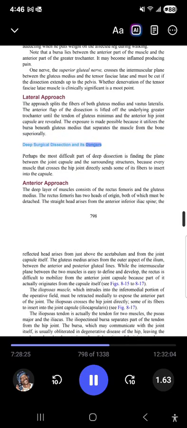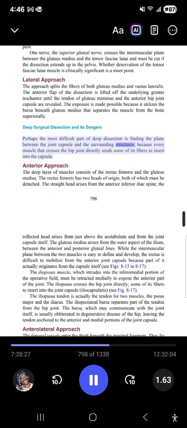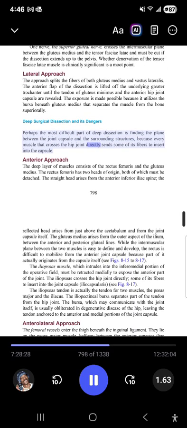Perhaps the most difficult part of deep dissection is finding the plane between the joint capsule and the surrounding structures, because every muscle that crosses the hip joint directly sends some of its fibers to insert into the capsule.